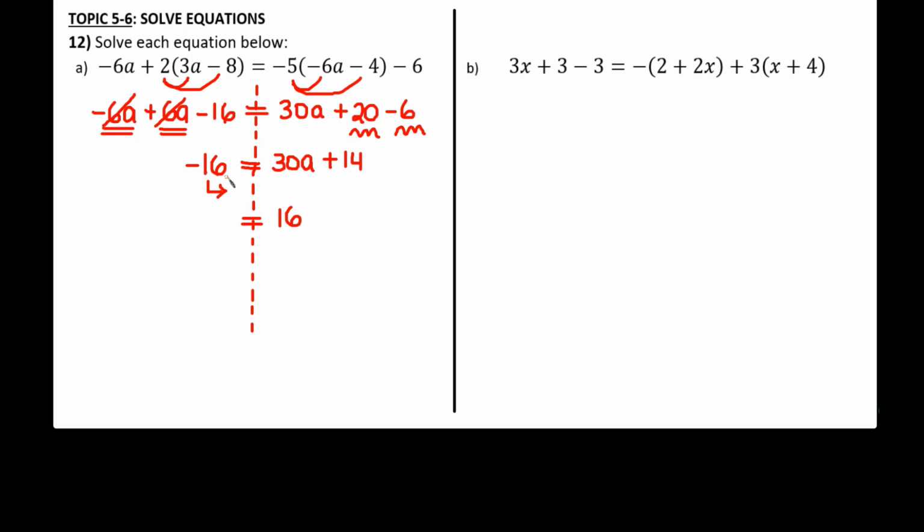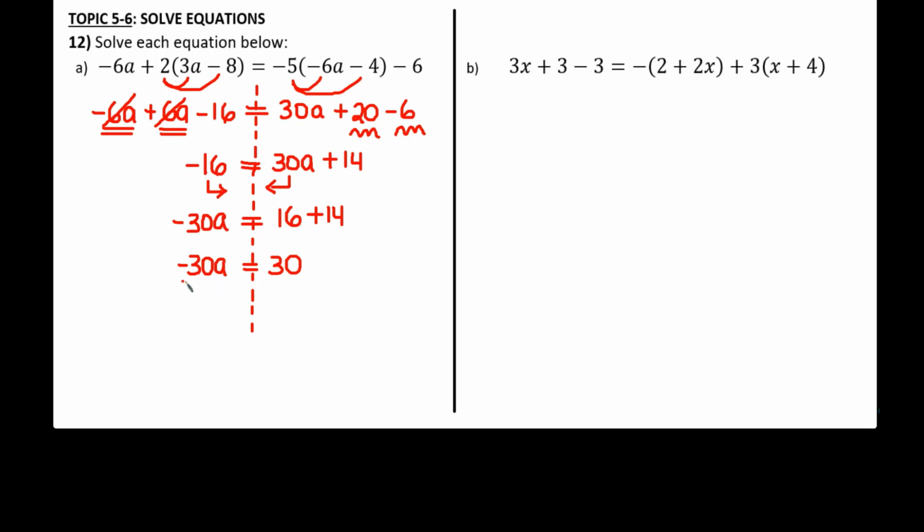So that means when I move the 16 to this side, it was a negative number. Now it becomes a positive number. And then I go on to 30a. Is it going to stay or move? Well, it has a letter. It needs to move. So it's going to move to the other side and becomes negative 30a. And the 14 is positive, so we bring it down. So this would be negative 30a. And 16 plus 14 is 30.